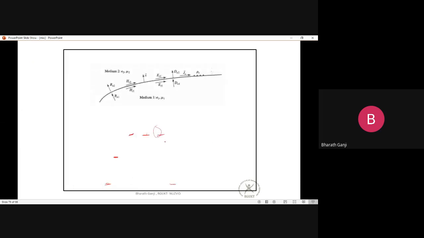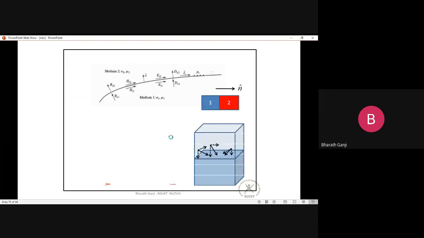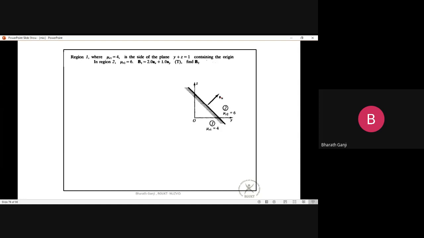Okay, so here is a problem which I will solve for a boundary condition so that you can get an understanding. There are two regions separated by a plane y plus z is equal to 1. The first region is the region where the origin is. In that region the permeability mu r1 is 4, and in the second region the permeability mu r2 is equal to 6, and the field exactly at the boundary in the first region is given as follows.